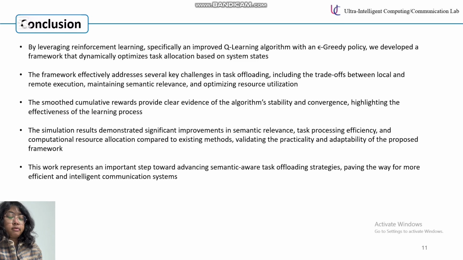The smooth cumulative reward provides clear evidence of the algorithm's stability and convergence, highlighting the effectiveness of the learning process. The simulation results demonstrate significant improvement in semantic-relevant task processing efficiency and computational resource allocation compared to existing methods, validating the practicality and adaptability of the proposed framework. This work represents an important step toward advanced semantic-aware task offloading strategies, paving the way for more efficient and intelligent communication systems.